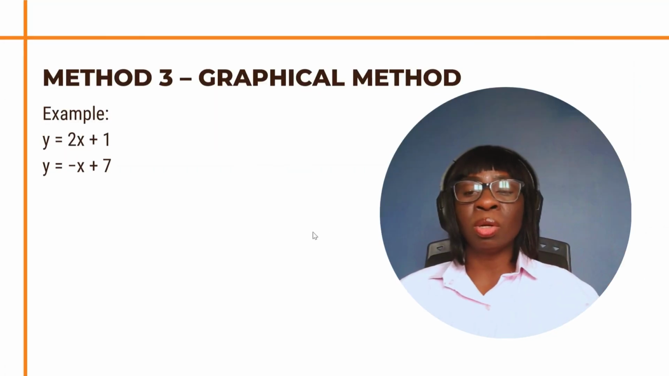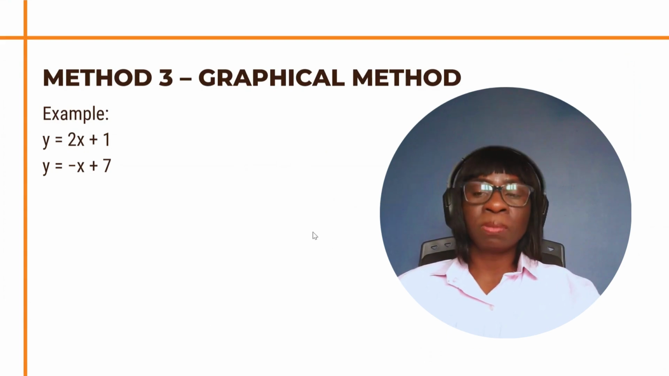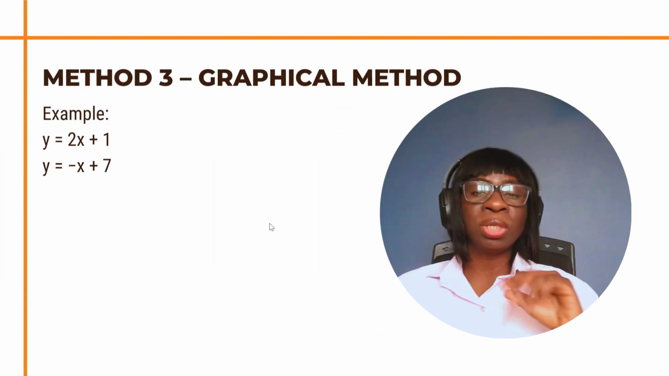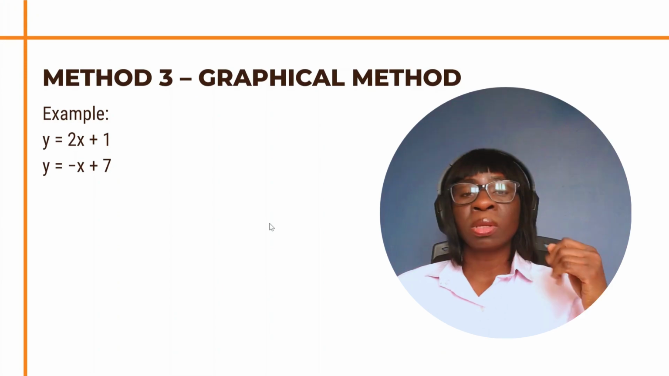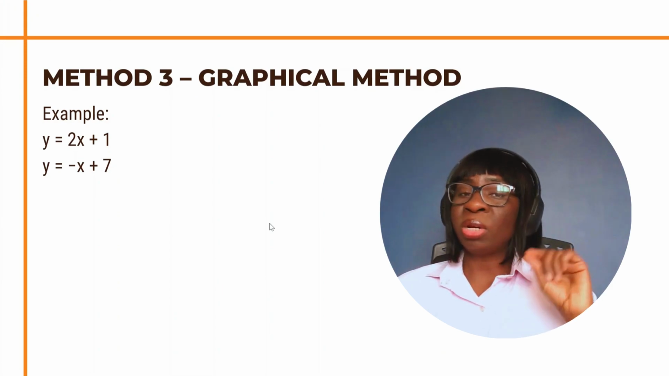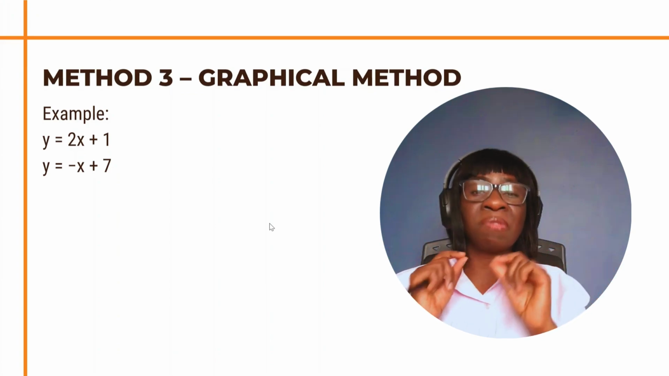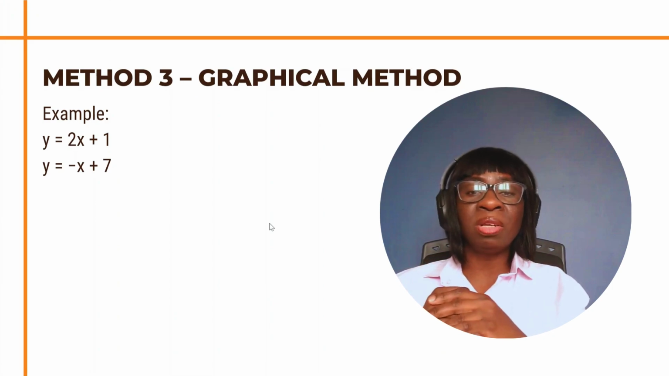And then the third method is the graphical method. So how do we solve a system of linear equations using the graphical method? What we have to do is to plot both lines on a graph. Then the point where both lines intersect is the value of x and then the value of y.